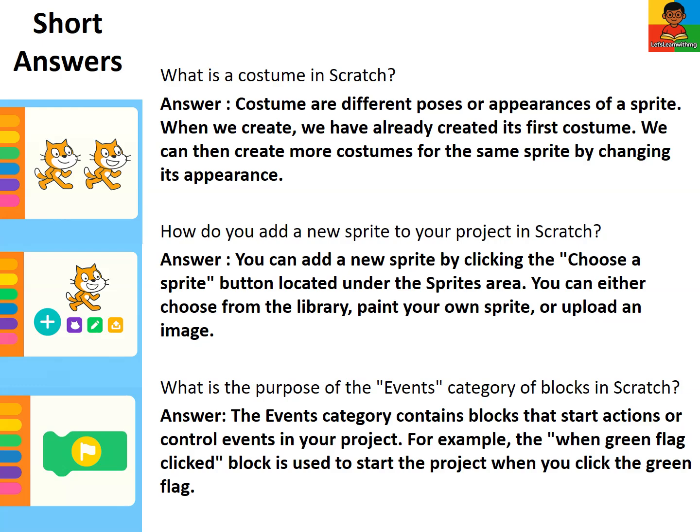How do you add a new sprite to your project in Scratch? Answer: You can add a new sprite by clicking the Choose a Sprite button located under the Sprites area. You can either choose from the library, paint your own sprite, or upload an image.